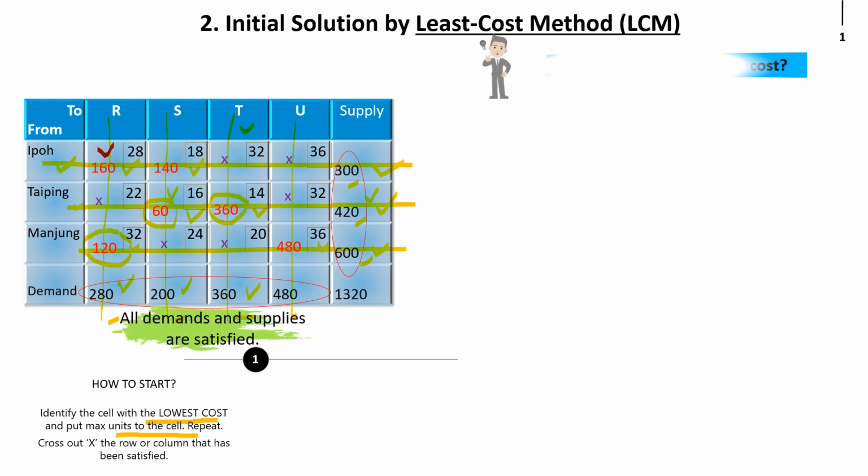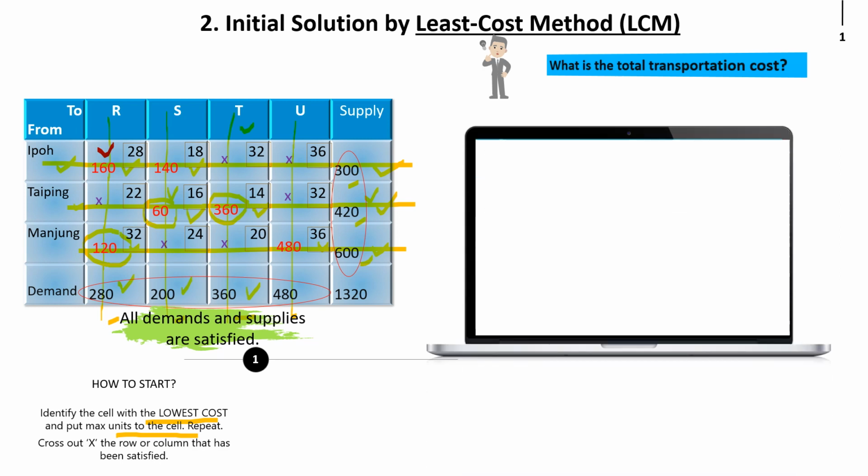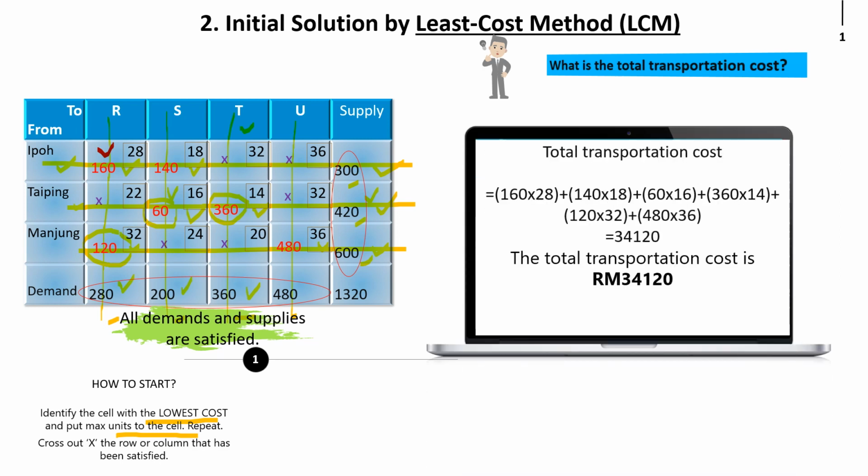Thus, we can calculate the transportation cost, which is 160 times 28, plus 140 times 18, plus 60 times 16, and so on, until the last one, which is 480 times 36. Therefore, the total transportation cost is RM 34,120.